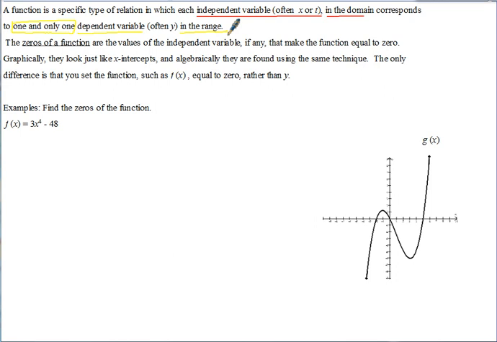So in other words, for every x value or t value that's an independent variable that you substitute into the function, you only get one dependent variable out of it as a y-coordinate or whatever that's called.